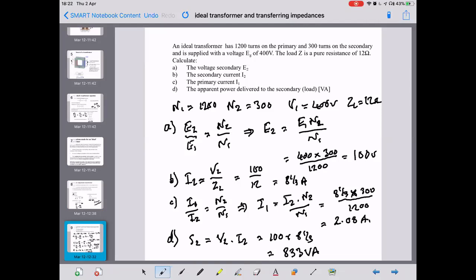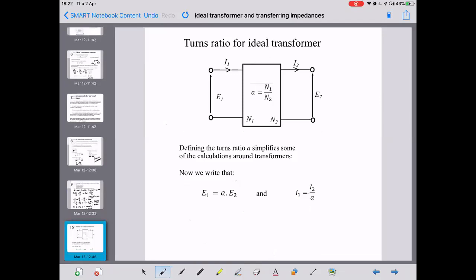Ideal transformer calculations, no losses, so you just use the ideal transformer equation. You can rest assured you won't be getting one of them in the exam. Oh, come on, please.